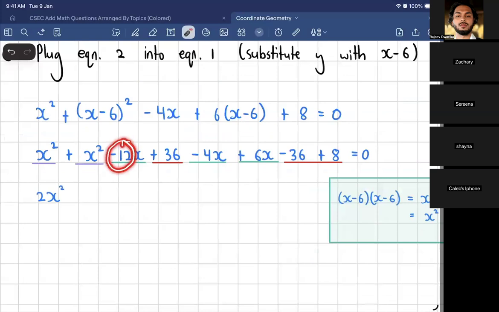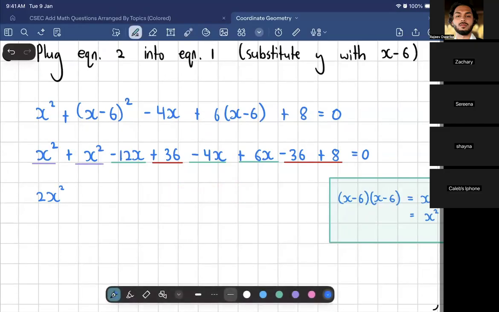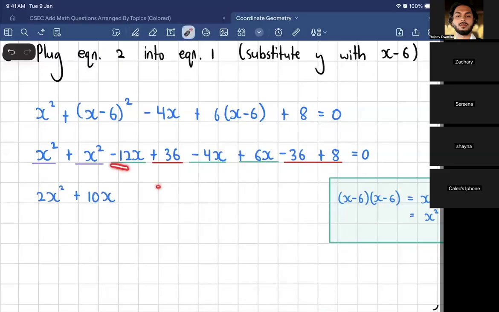We have minus 12, minus 4, plus 6. So you could put minus 12, minus 4, plus 6 in the calculator and let me know what you get. 10, sir. You get 10x, right? What about the rest of you guys? When you put minus 12, minus 4, what is it? Yes, Serena, I hear you. I just want to make sure everybody else is getting that too. So Zachary, Sheena, and Caleb, are you all getting that as well?